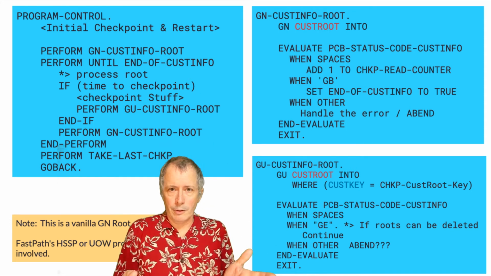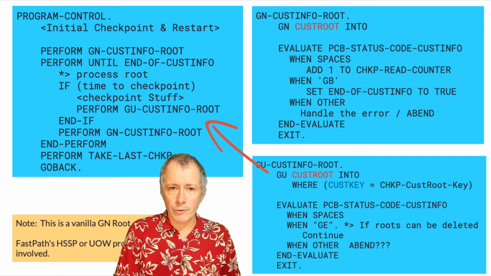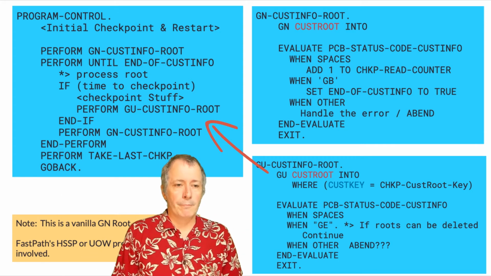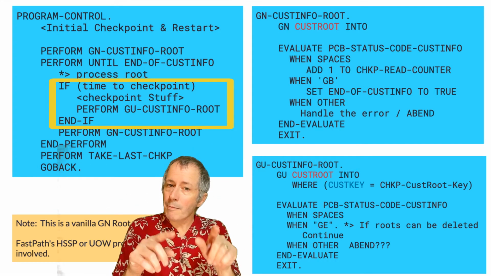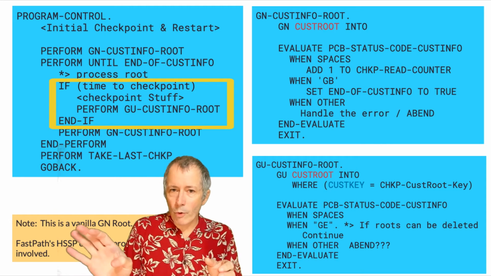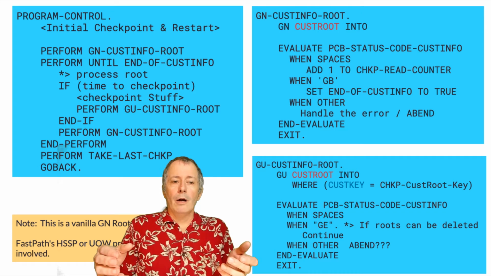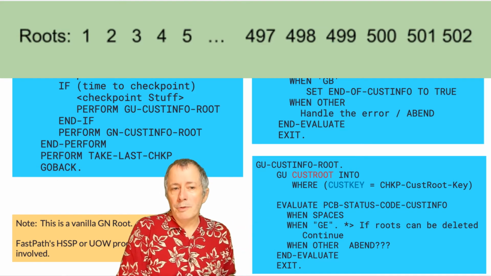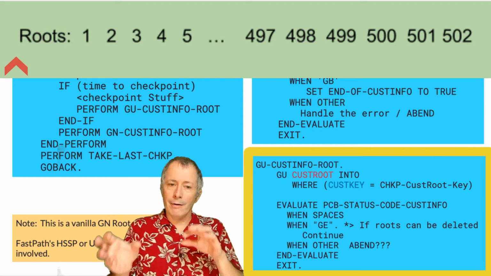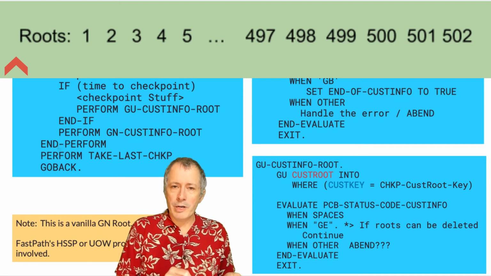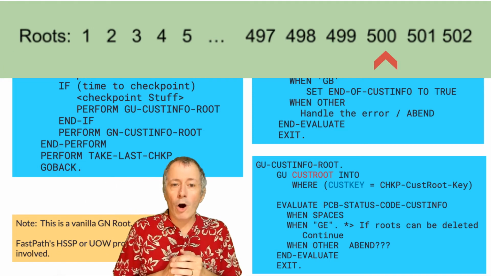The solution to this problem is to use a GU to reposition back to the current root at time of checkpoint. So you take the checkpoint, and as part of the checkpoint logic, you save away the key, which is the key for root 500. IMS does the checkpoint, loses the position. Now you perform the GU customer root, and this paragraph would issue a GU call for the customer root and ask for customer root 500.